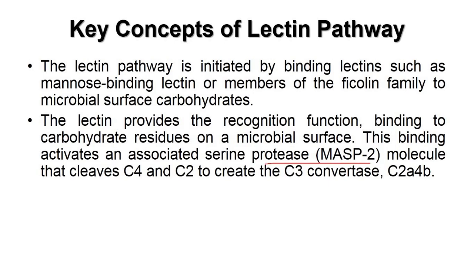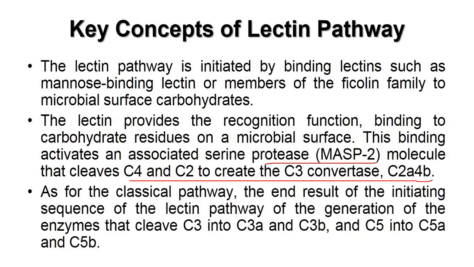Remember, I showed in the research paper MASP2 is in turn activated by MASP1, and this cleaves C4 and C2 to form C3 convertase, that is C4b2a, as in the classical pathway. As for the classical pathway, the end result of the initiating enzyme in the lectin pathway is the generation of enzymes that cleave C3 into C3a and C3b and C5 into C5a and C5b. You all know, students, that C5a is a potent anaphylatoxin capable of generating an inflammatory response.